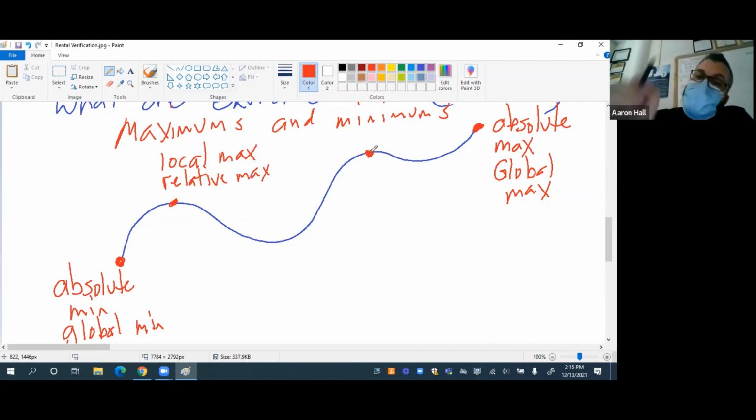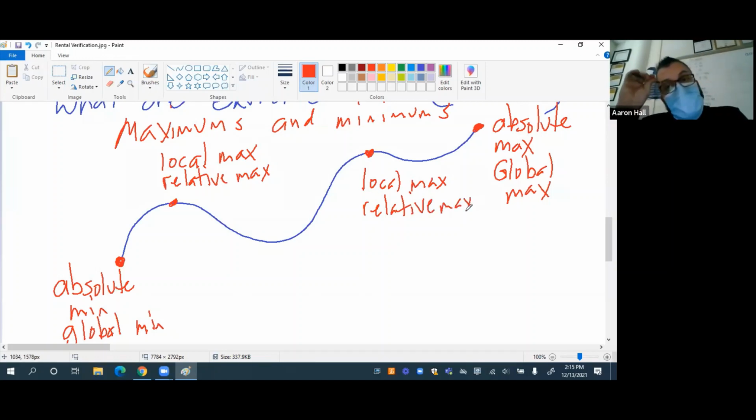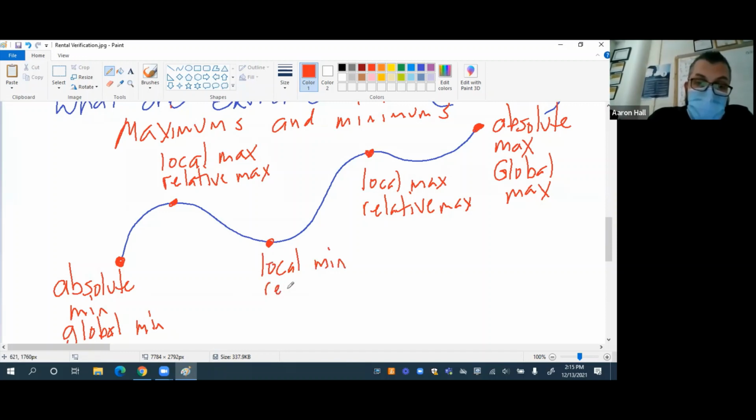So this point right here is also, because it's not the most maximum, we also call this point right here a local max and a relative max. Which means this point right here would be what? Yeah, it's a local minimum or a relative minimum.